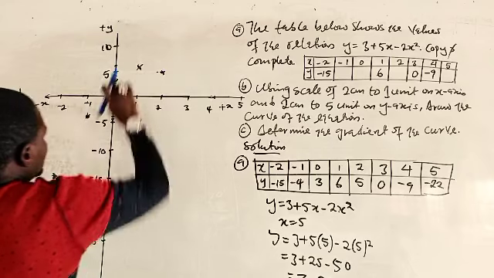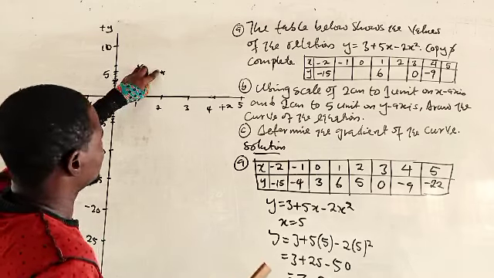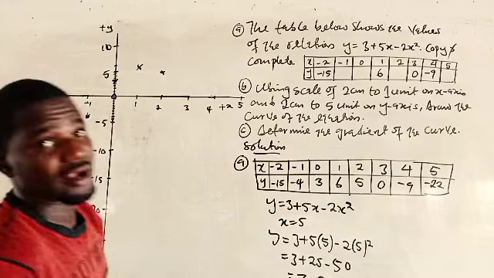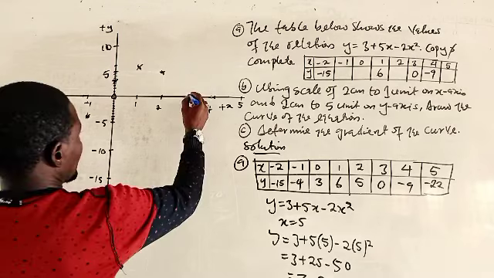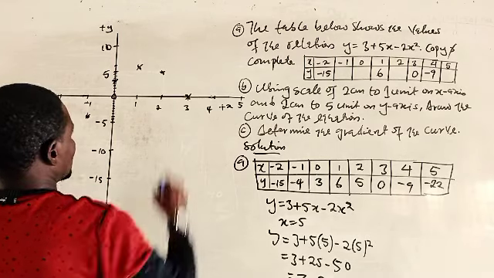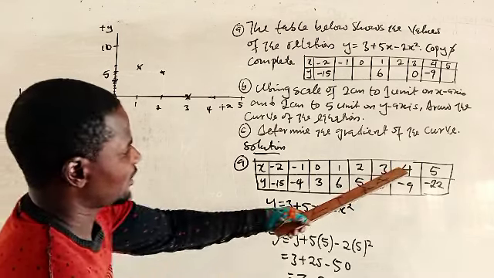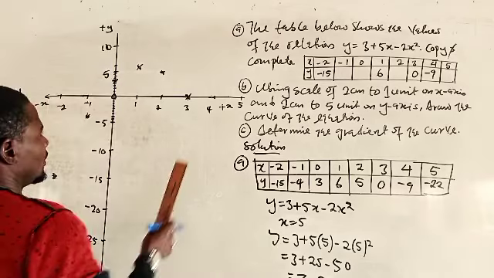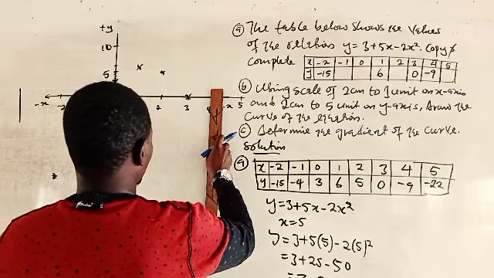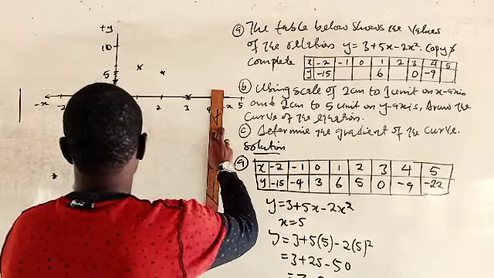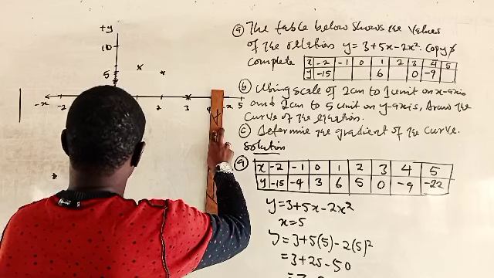Now from there, when x is 3, y is 0. X is 3, y is 0, that is here. Then later, when x is 4, y is minus 9. X is 4 over here, then minus 9 should be here.